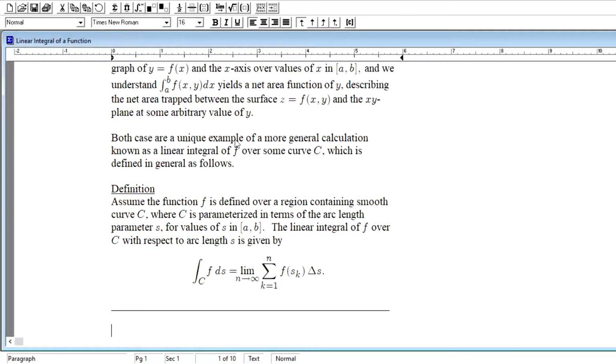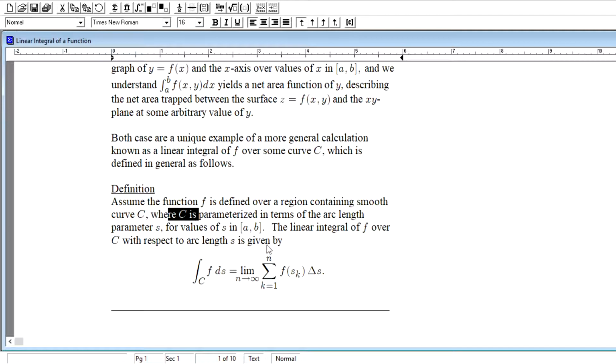By definition, if we assume that function f is defined over a region containing some smooth curve c, and what we just mean by a smooth curve c, we should be familiar with this idea in calculus. It's a curve that doesn't have any corners or cusps in it, right? Meaning that it has a continuous first derivative over values where it exists, right?